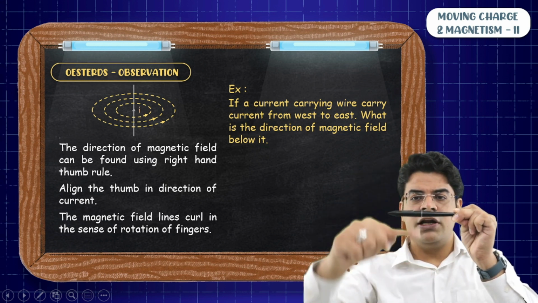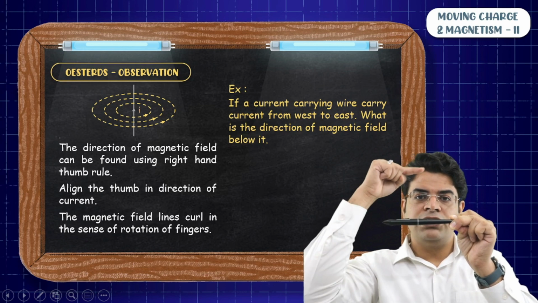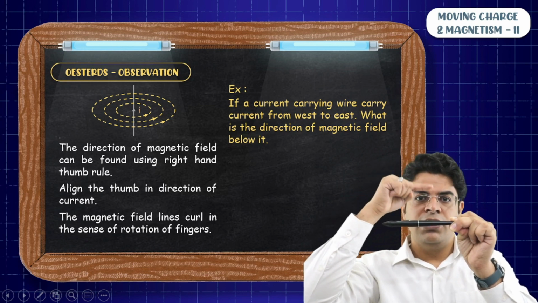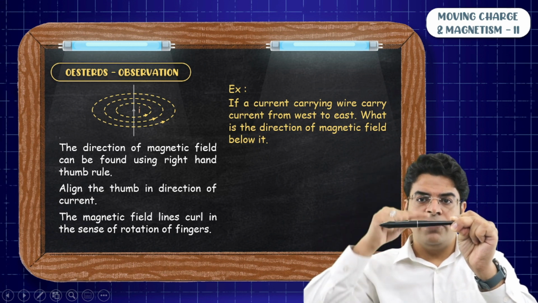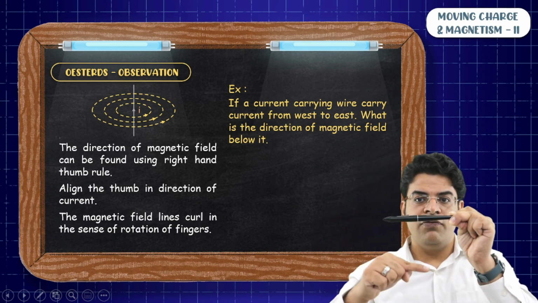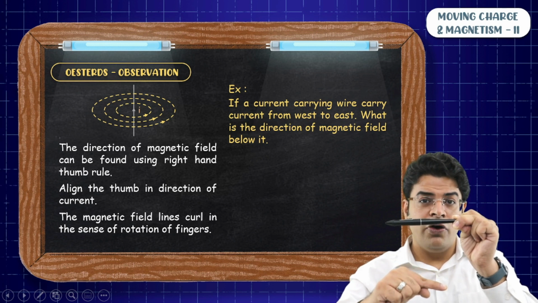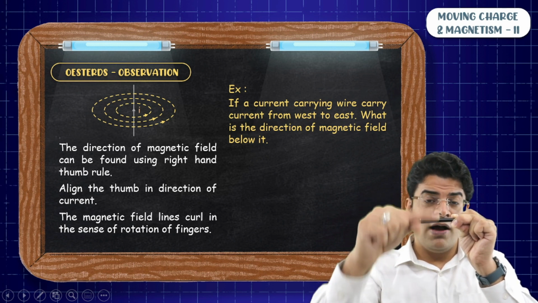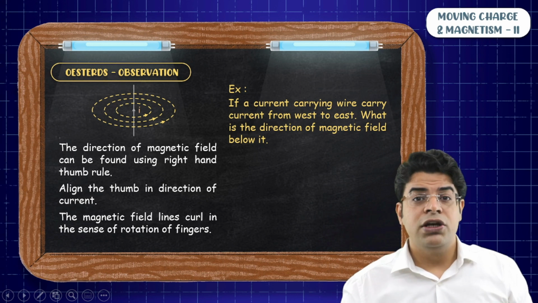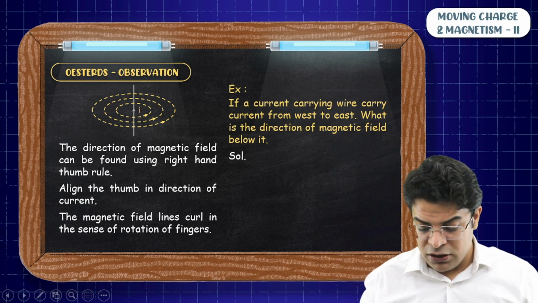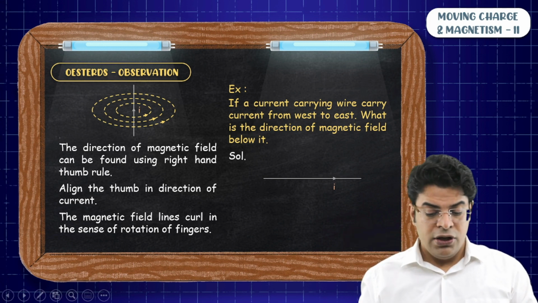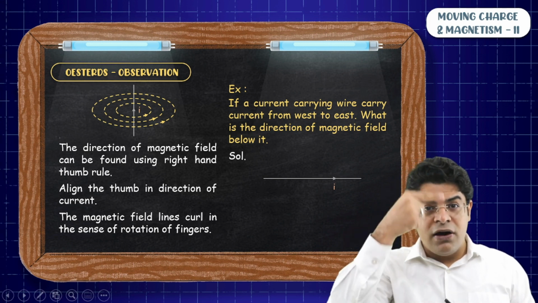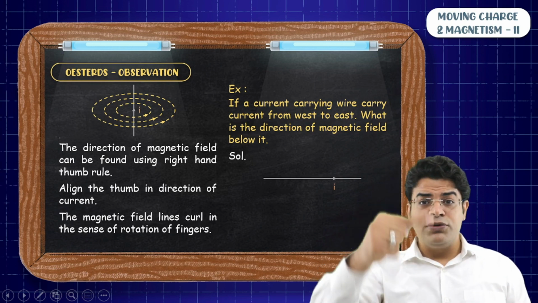At a point above the wire, the field will be towards south, tangential to the curve. At a point to the south of the wire, the field will be downward. At a point below the wire, the field will be towards north. At a point north of the wire, the field will be upward, and you need to understand this. So if you have a current carrying wire carrying current from west to east, visualize the magnetic field lines curling around the wire. They will form circular loops.